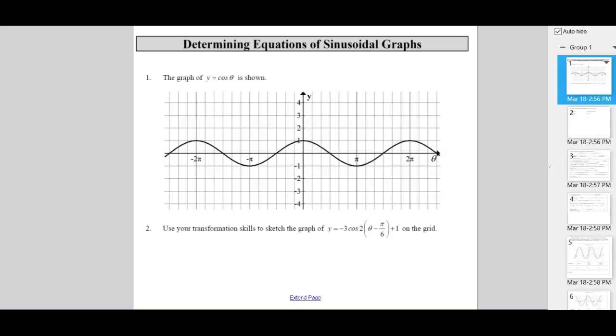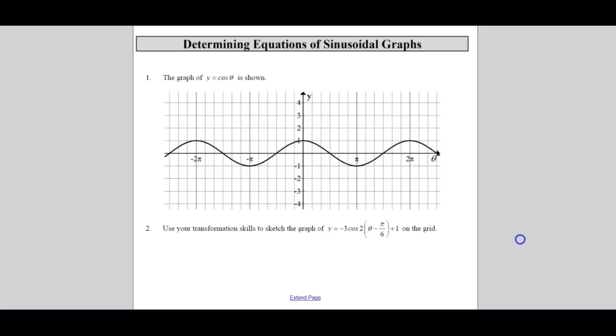Determining equations of sinusoidal graphs. So as I said, that's more often what you're going to be asked. Given the graph, what's the equation? Now, in this first one, though, it's a review of what we were just doing.